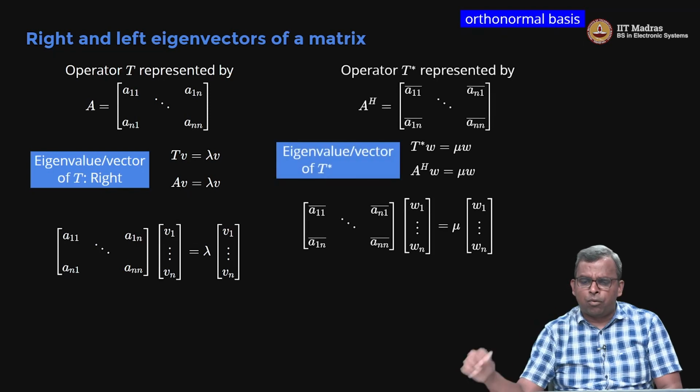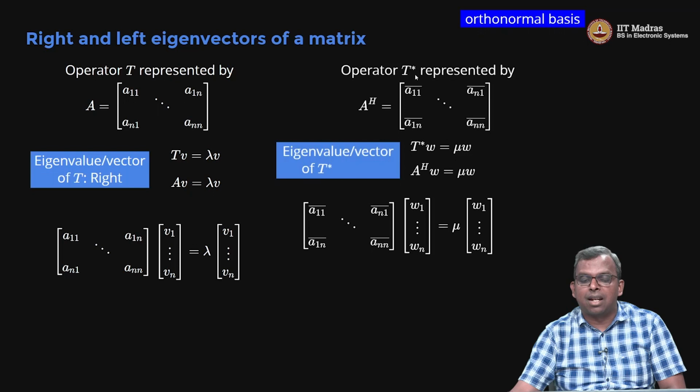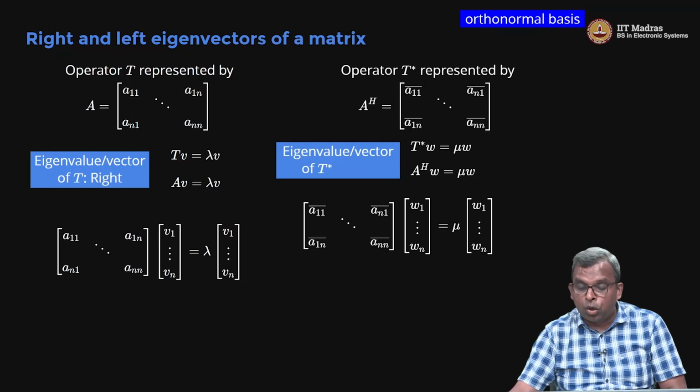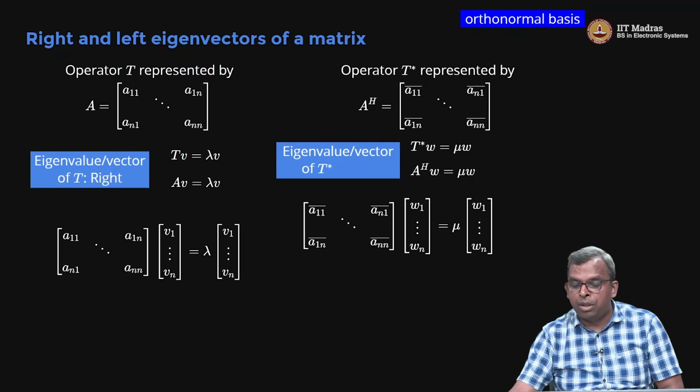But how does that work? So that has a connection to T star. Now we know operator T star is represented by A Hermitian, which is the Hermitian of this matrix here. Now if you think of an eigenvector of T star, you're going to multiply on the right again, right? So A Hermitian W equals mu W is an eigenvector equation for A Hermitian. Okay, so you get an equation like this.